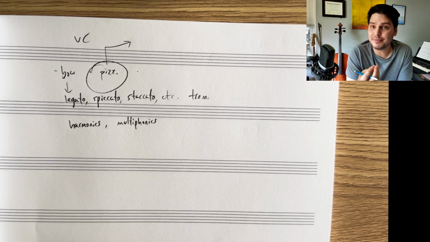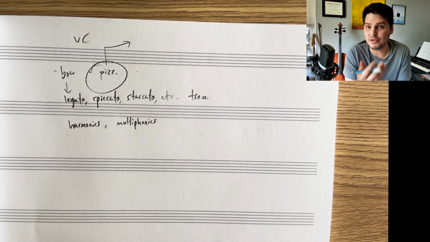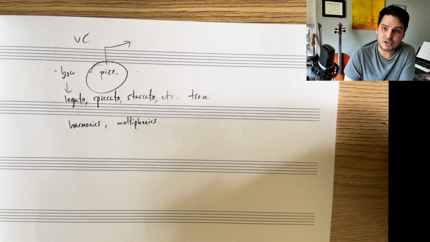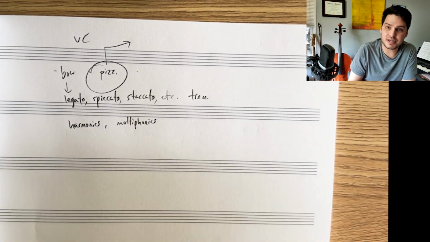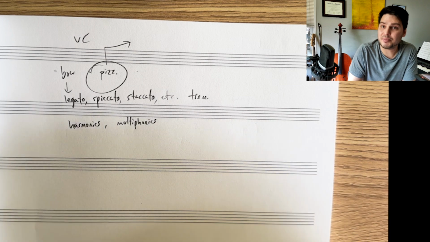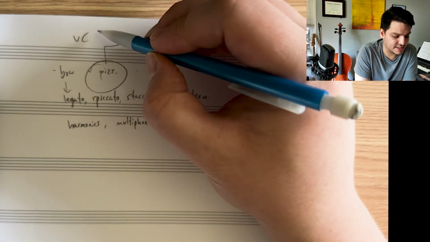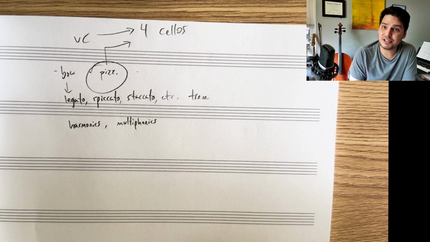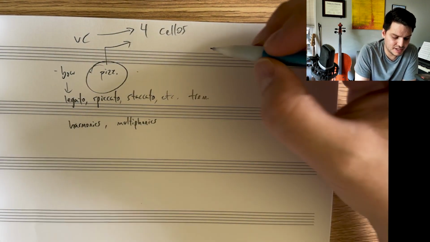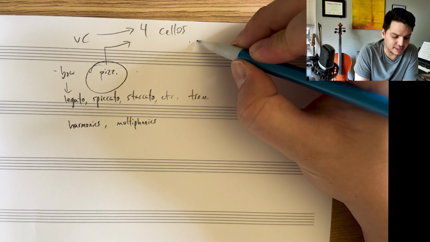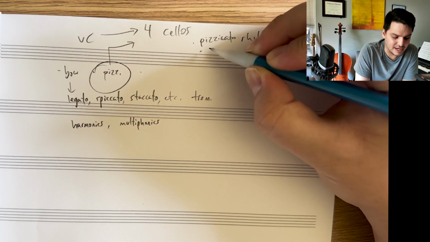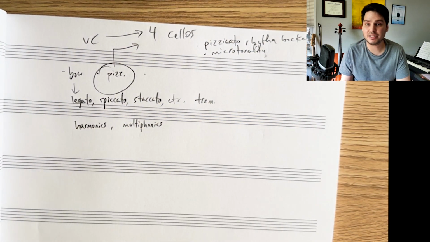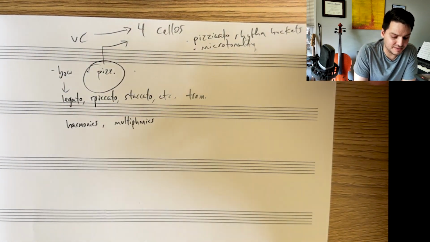So it's obviously going to be in combination with other parameters or other layers of sound. But just to give you an example, if I'm going to zero in on pizzicato, I'm going to think, okay, I want to write a piece for pizzicato, but instead of one cello, I'm going to use 4 cellos. And I'm going to use basically standard pizzicato, but I'm going to use rhythmic hockets, and I'm going to use microtonality. So now my palette has gotten a little bit more specific.